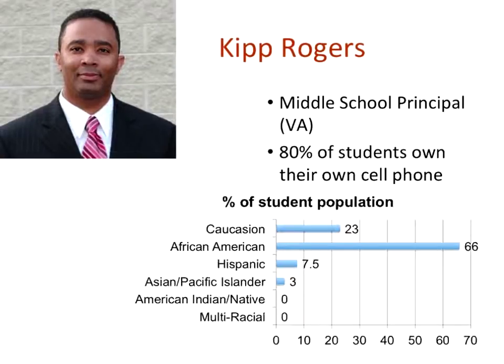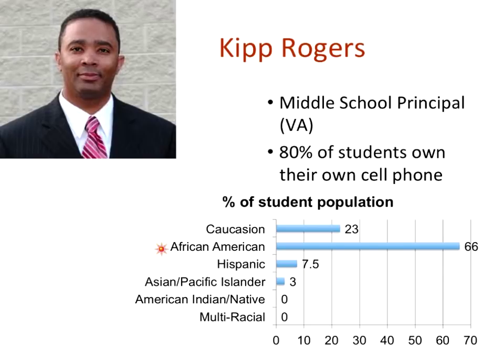So this last one I want to share with you right now is Kip Rogers. And Kip was a middle school principal in Virginia. And as you can see, the majority of its population is African American, and I would say the majority of its population is also on free and reduced lunch.